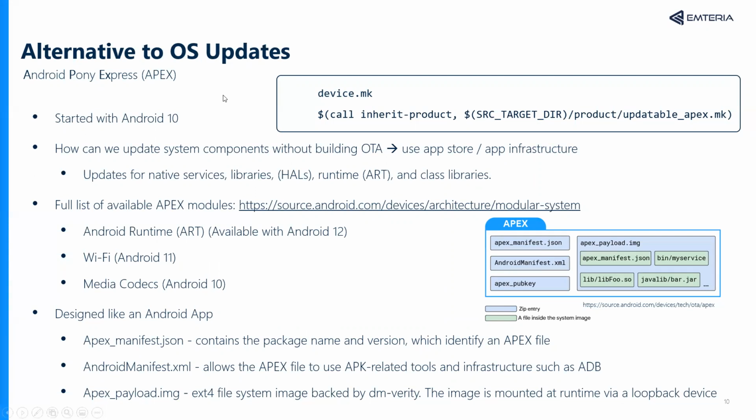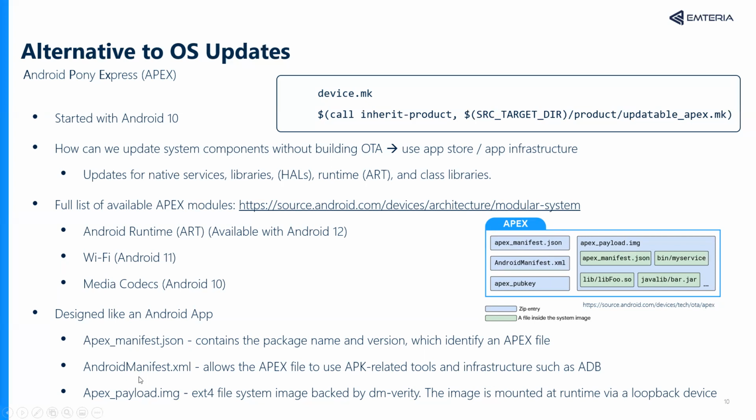And the idea behind it is to create applications which can replace whole system packages. So you can replace system libraries, you can replace HALs, you can replace runtime things, and even class libraries at runtime. And there is a list of packages you can see here, which are already APEX compatible. And I find it really cool that you can update the ART, like the runtime system, and you can update media codecs just by creating an app, basically. It's designed like an Android app.